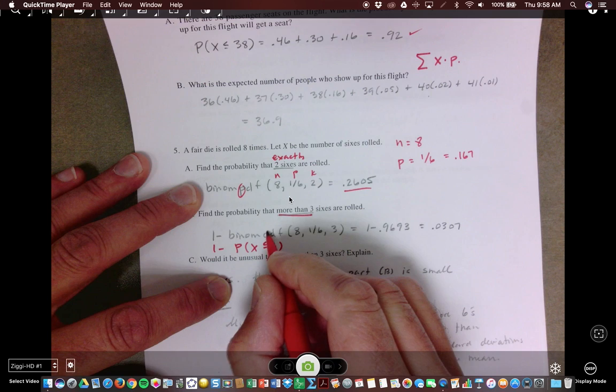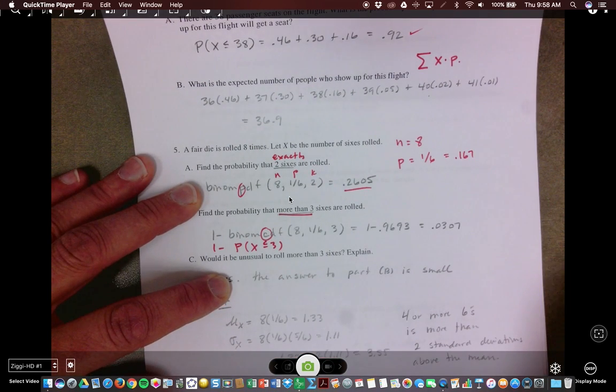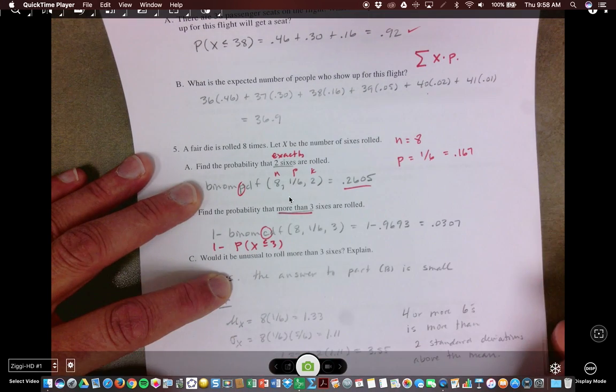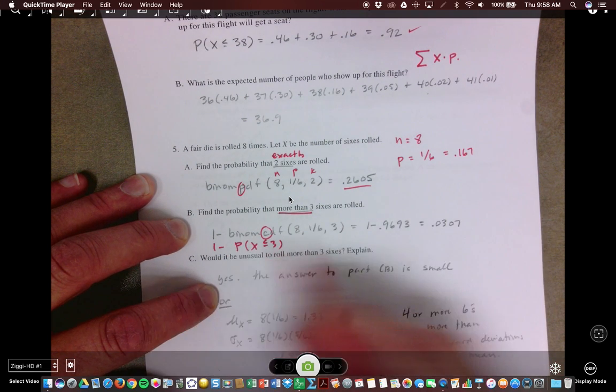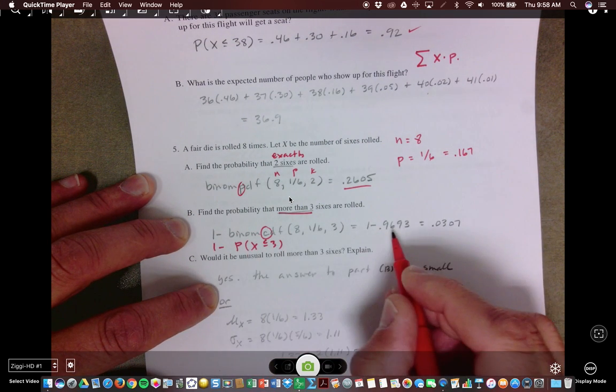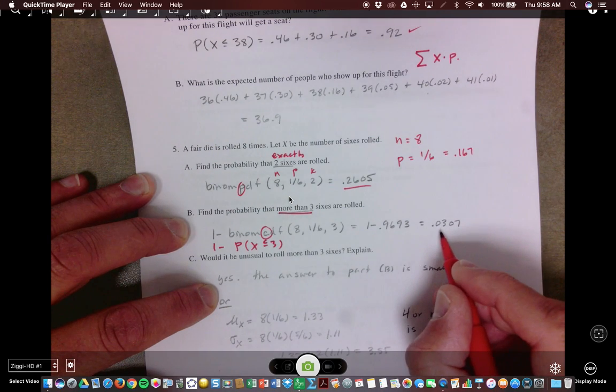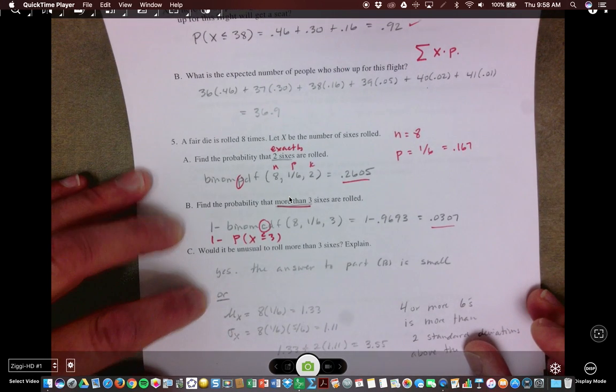All right, and then again on this one, make sure you're using the CDF because this is a range of values and not just one particular value. So putting this in the calculator, you're going to get 1 minus about 96.9%, which is going to give you a little bit more than 3% for that answer.